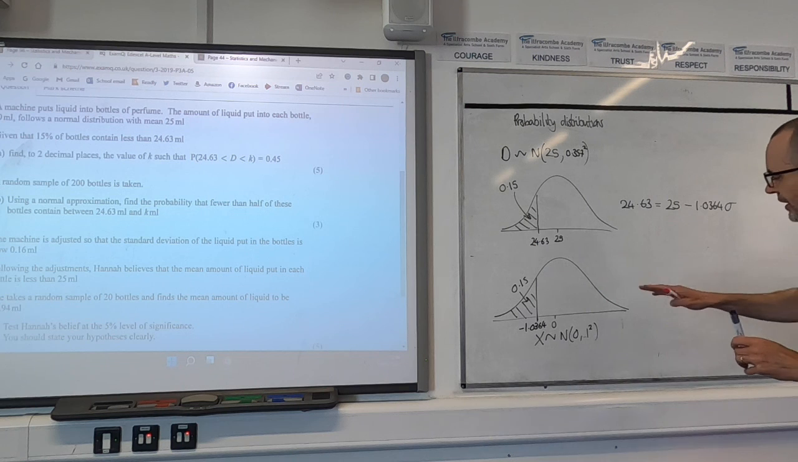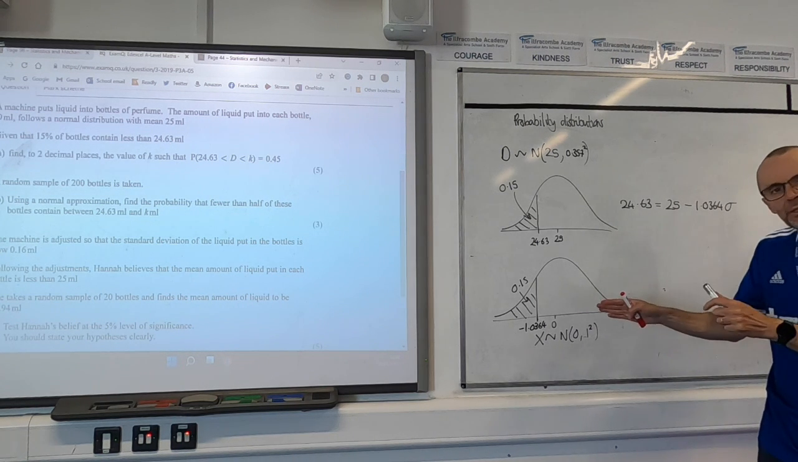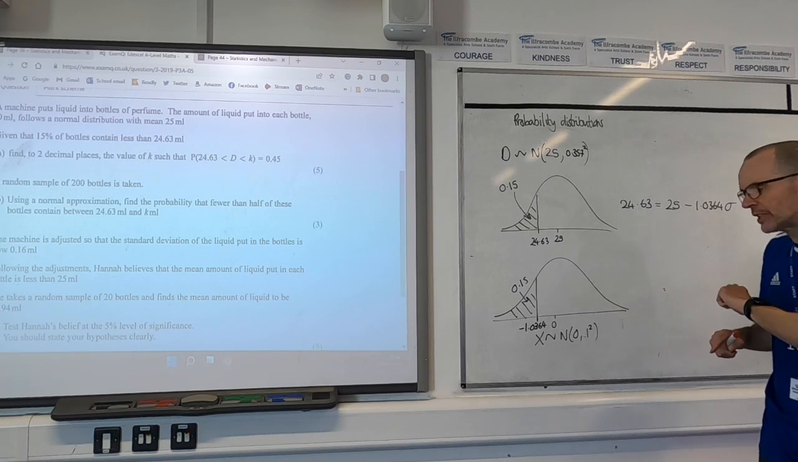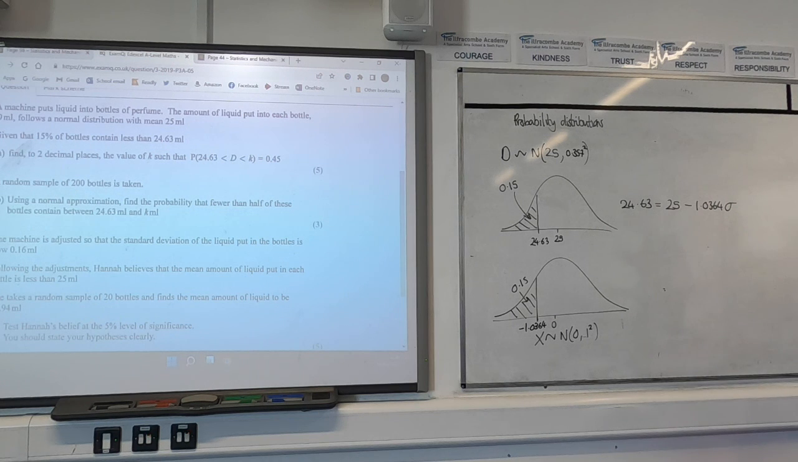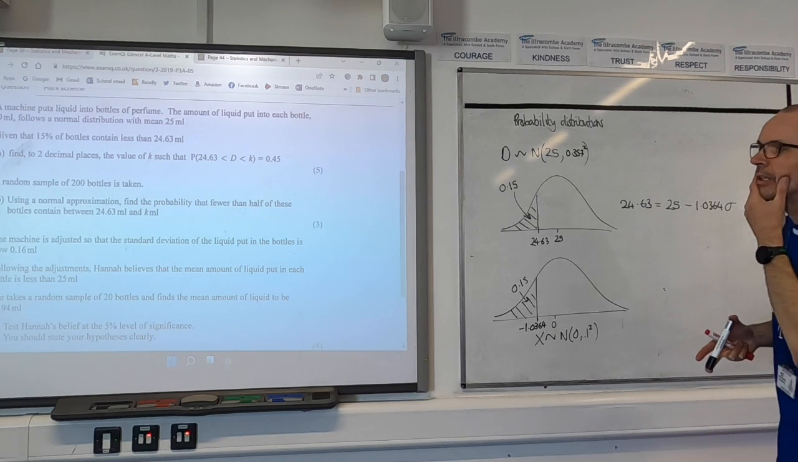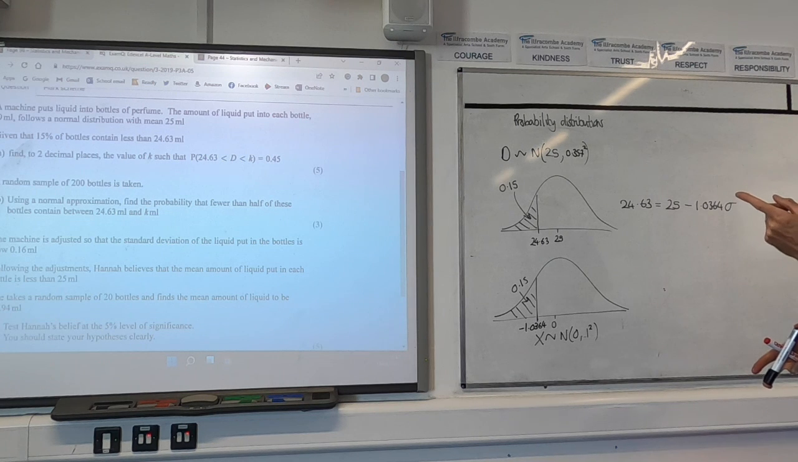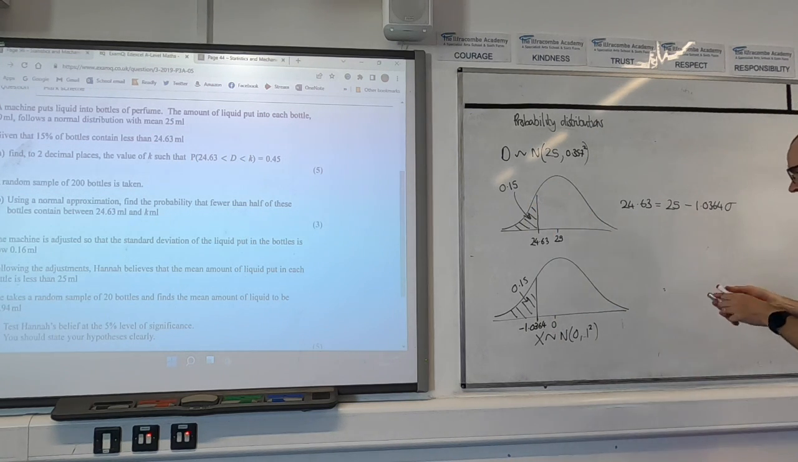So I've used this concept of a standard normal distribution, where the x values it gives me are how many standard deviations above or below the mean I am, to work out the standard deviation. I could have done the same if I'd known the standard deviation to work out the mean. It just would have been a similar sort of sum. What are we actually asked in part A? Find the value k such that the probability of 24.63 up to k is 0.45.